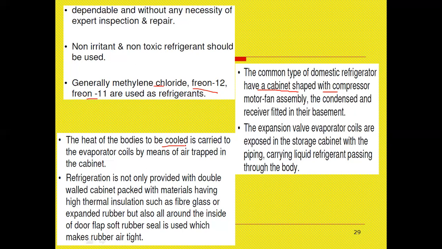Next, refrigeration. Refrigeration is provided with a double-walled cabinet packed with materials having high thermal insulation such as fiberglass, glass wool, expanded rubber, and also all round the inside floor door flap. Soft rubber seal is used to make it airtight.